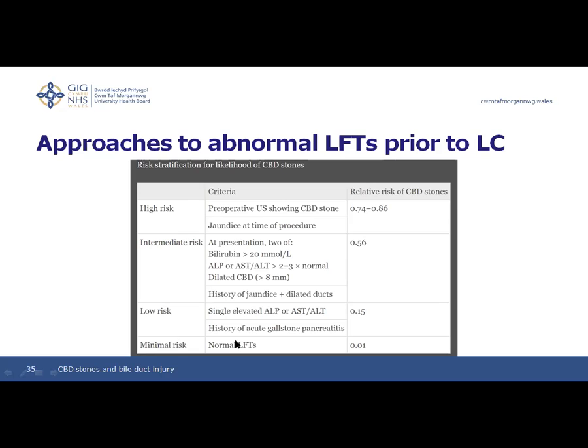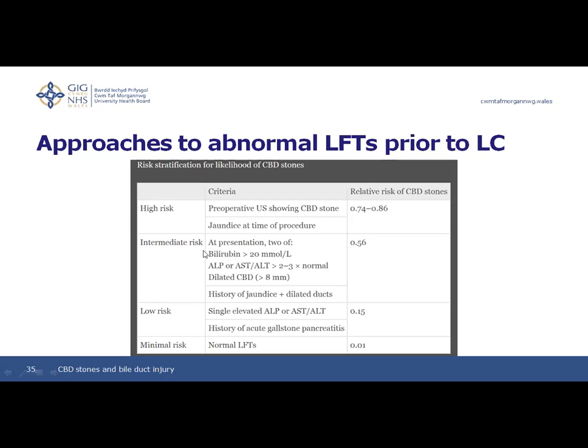If your patient has normal LFTs and a normal ultrasound with normal CBD diameter, the relative risk of a CBD stone is just 0.01. If there is just a single elevated alkaline phosphatase, AST or ALT, with a history of acute gallstone pancreatitis, there is still a lower chance of common bile duct stones, at 0.15%. And what are the high-risk cases? Any patient who has jaundice and deranged LFTs with a preoperative ultrasound or MRCP showing a dilated common bile duct has a high risk of common bile duct stones.